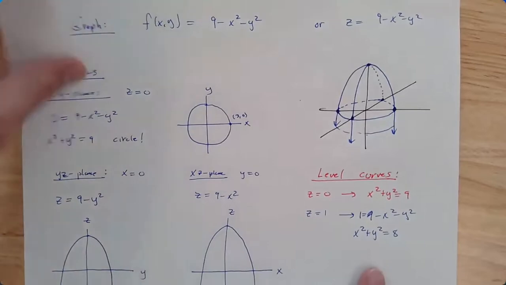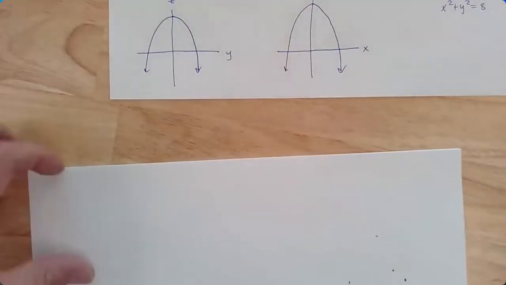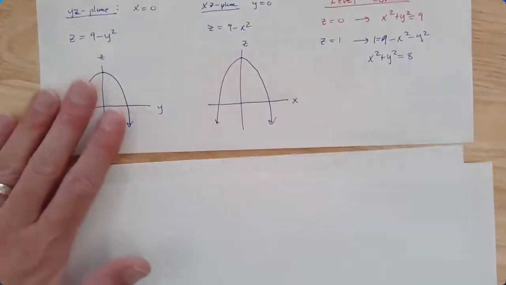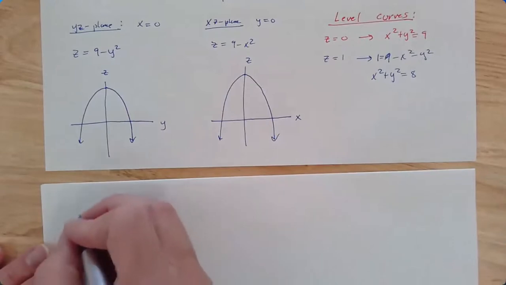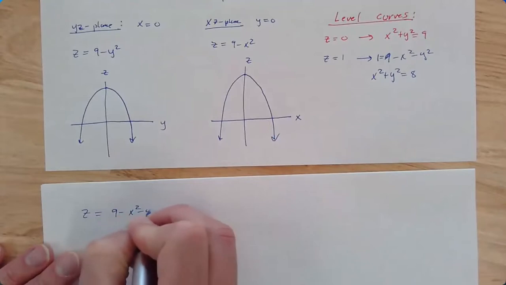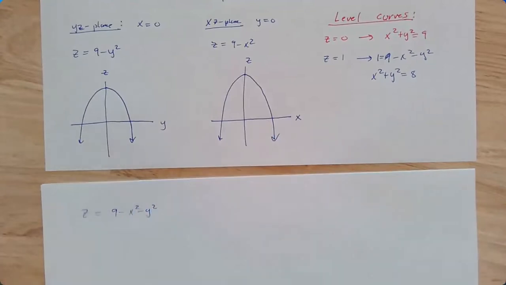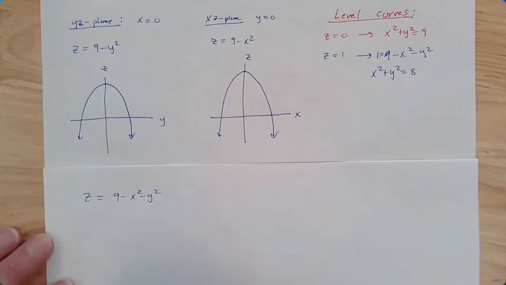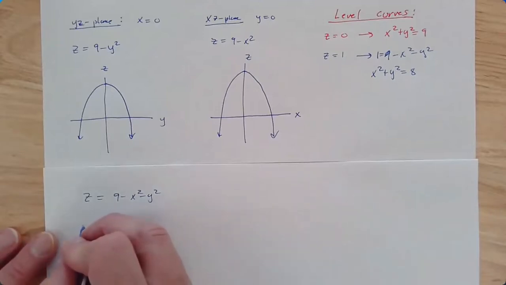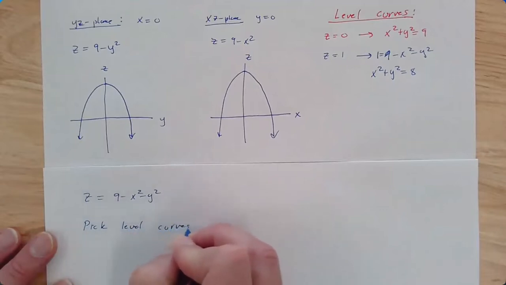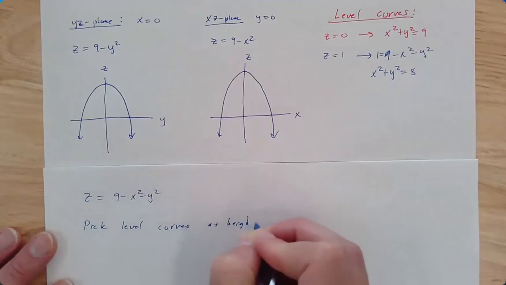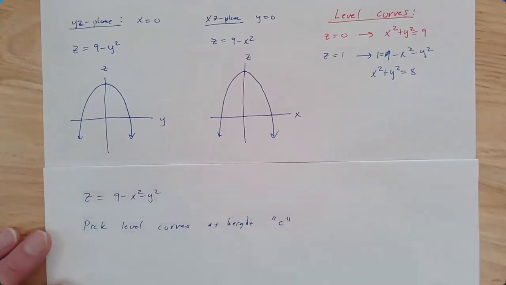What I really want to do for my level curves is be smart about this. I'm going to take my equation, z equal to 9 minus x squared minus y squared. And for some reason, we usually like to say we're going to pick level curves at height C. So we replace z with c and then work from there.